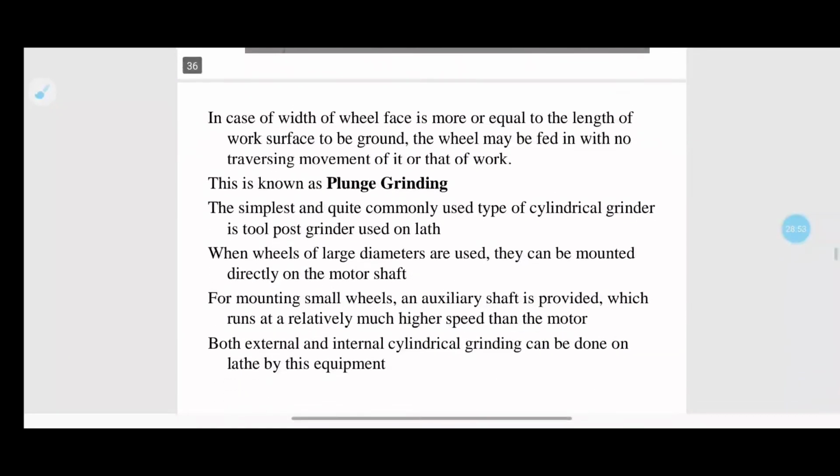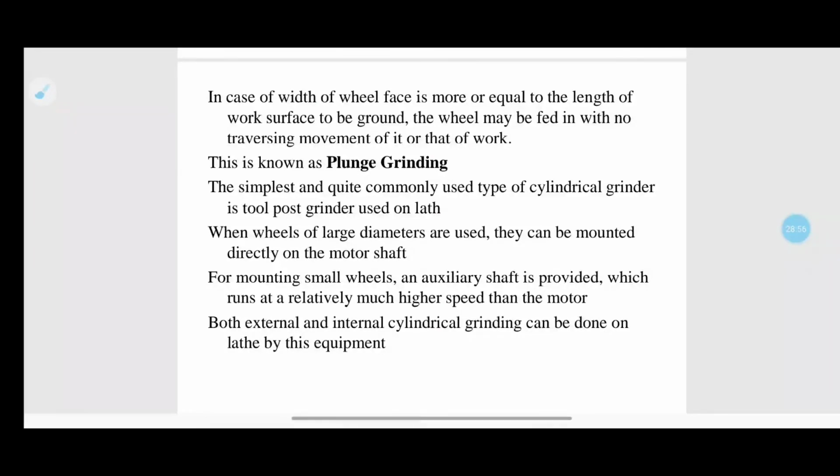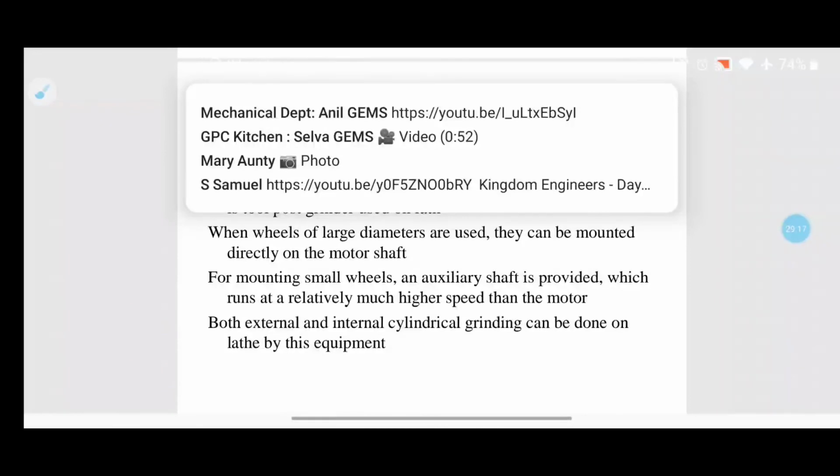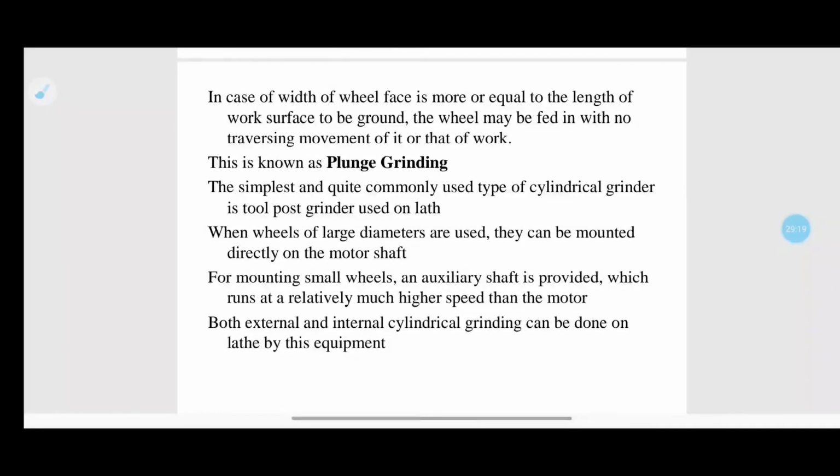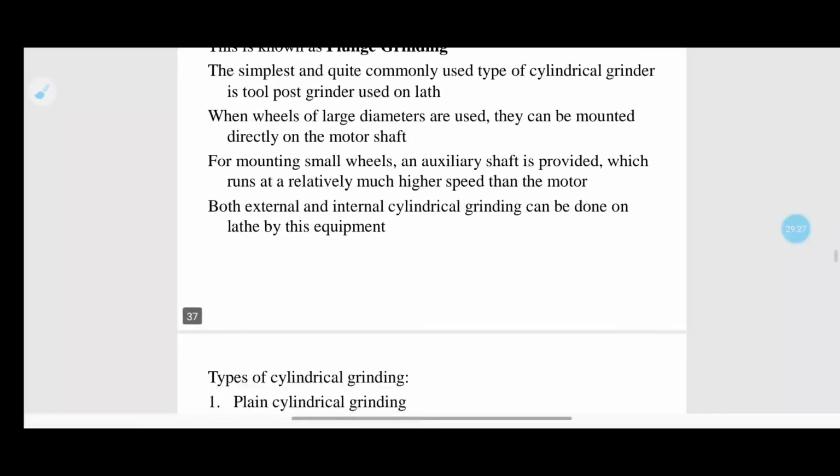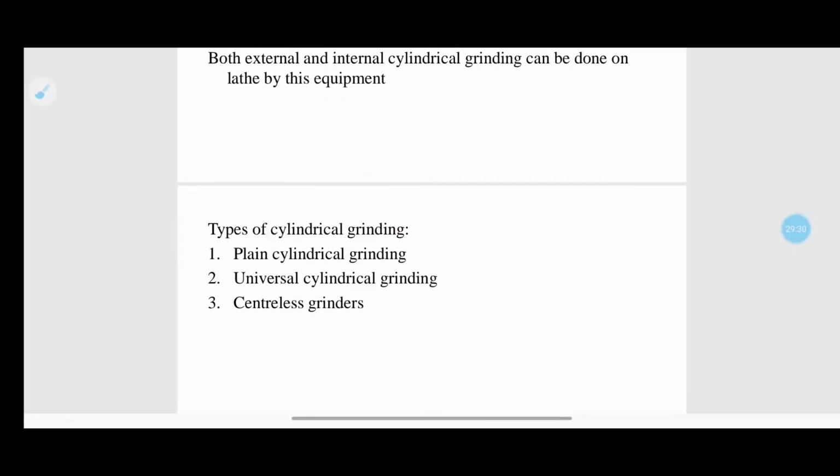The simplest and quite commonly used type of grinding attachment is the tool post grinder used on a lathe. When wheels of large diameter are used, they can be mounted directly on the motor shaft. For mounting small wheels, an auxiliary shaft is provided, which runs at a relatively much higher speed than the motor. Both external and internal cylindrical grinding can be done on a lathe by this equipment.